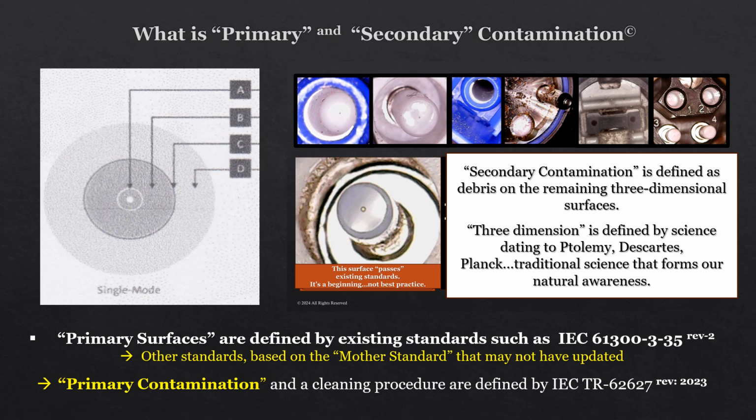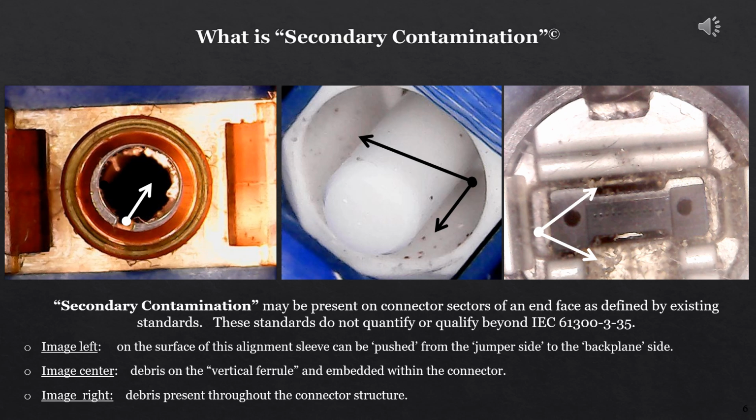Secondary contamination is defined by natural sciences. These are the remaining three-dimensional surfaces. What we'll see in the remainder of this presentation is how both primary and secondary contamination on primary and secondary surfaces influence transmissions of all types. Secondary contamination is everything else. This is debris and contamination that is typically unseen by existing inspection devices. However, it is debris that can migrate and can transfer into the primary contamination zones.